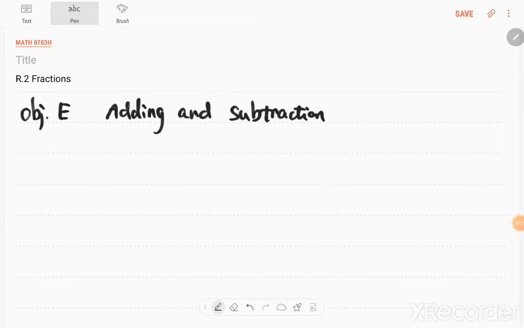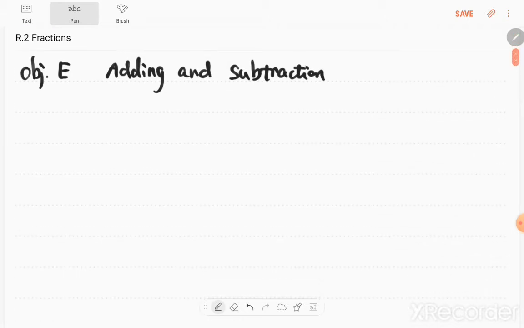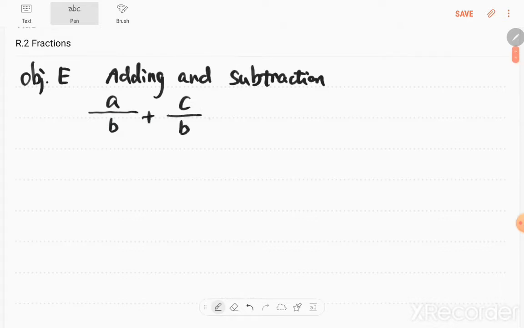Now let's talk about the objectives, the addition and the subtraction of fractions. First, let's check the addition and the subtraction with the same denominator. Let's check the property here. If A over B plus C over B, here we check A over B and C over B, they have the same denominator, right?